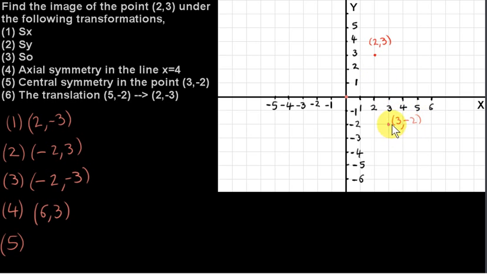Okay, there are 2 ways we can do this problem. We can use the diagram or we can do it without a diagram. So first off, I will do this with a diagram. What we want to do basically is map the point (2, 3) through the point (3, -2). We're actually going to end up down here. So we want this distance to be the same as this distance.